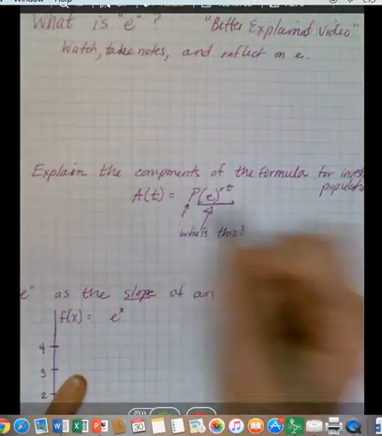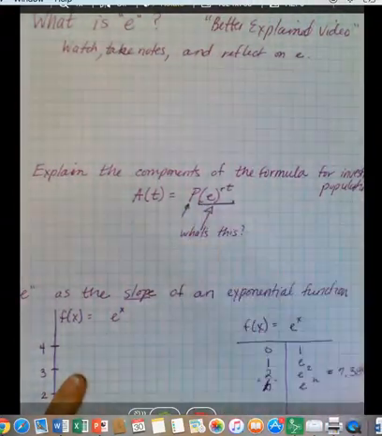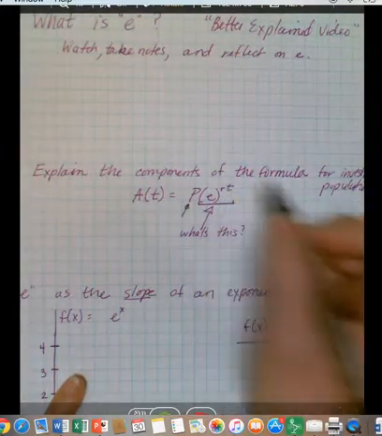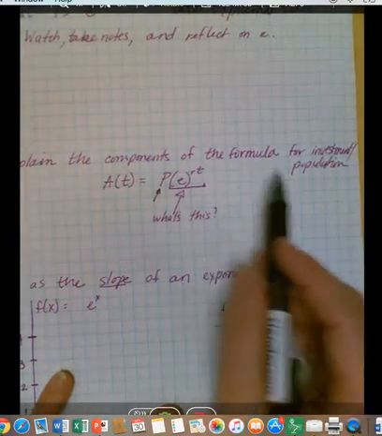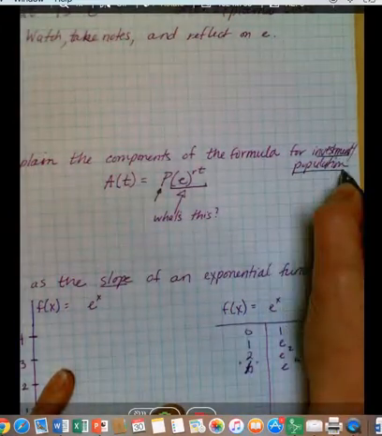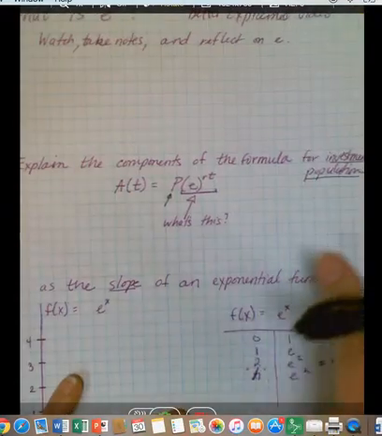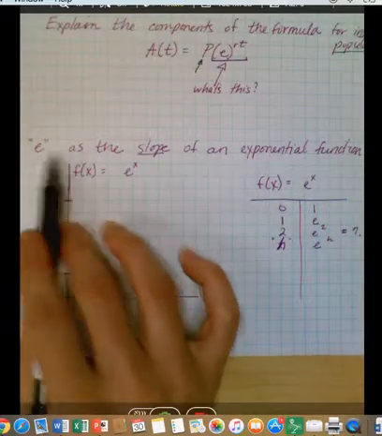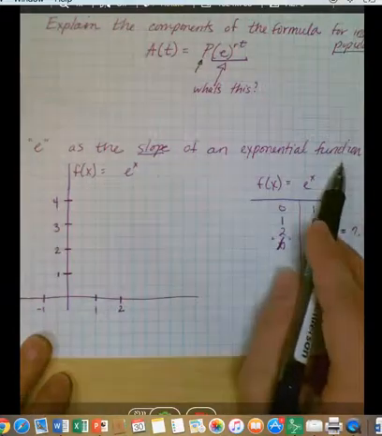Identify what P is, e you should know at this point, and r and t: what do those things mean, and how can we use them to find investment or population after time? So our learning goal right now is to discuss e as the slope of an exponential function.